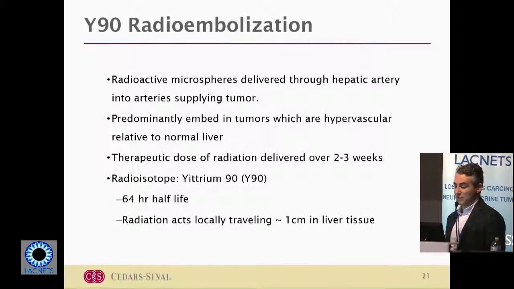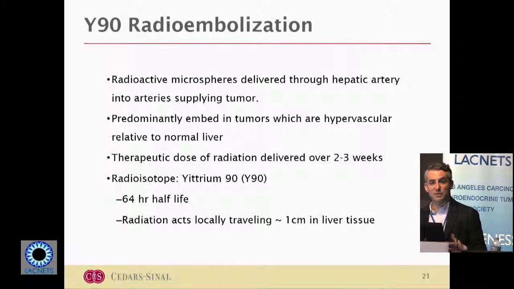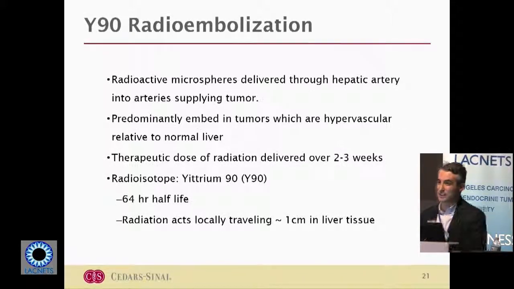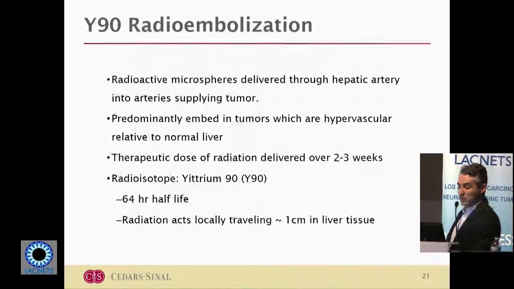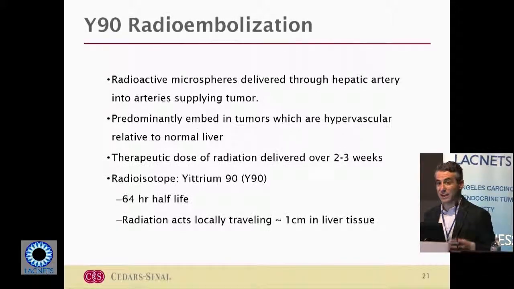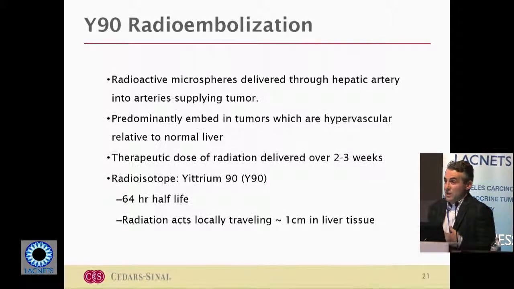Moving on to radioembolization. It's a similar procedure. Again, instead of injecting bland microspheres or chemo-loaded microspheres, we inject radioactive microspheres. And these microspheres embed in the tumors, which are hypervascular. And so when you inject the radiation into the hepatic artery, the tumors are sucking up that arterial blood, and they'll suck up the radiation preferentially compared to normal liver.